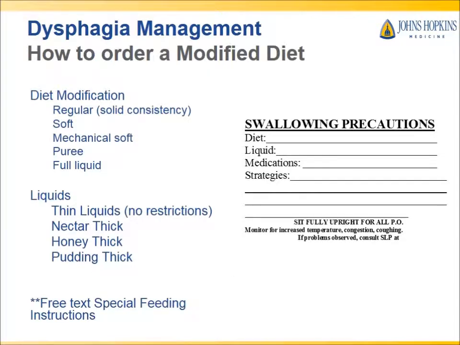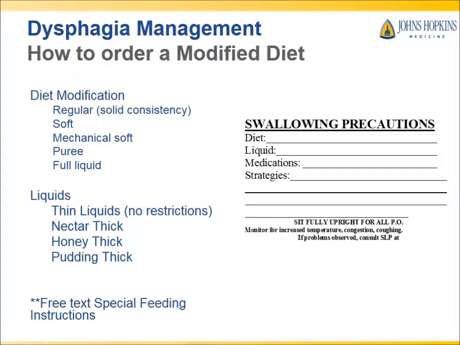After a swallowing evaluation is completed, the speech-language pathologist will make diet recommendations. The physician will then place the order if they are in agreement with the recommendations. Diet recommendations may include regular, soft, mechanical soft, puree, and full liquid diet. However, a full liquid diet is used primarily for patients with esophageal issues or concerns. Liquid recommendations can vary, including thin liquids, nectar-thick liquids, and honey-thick liquids.